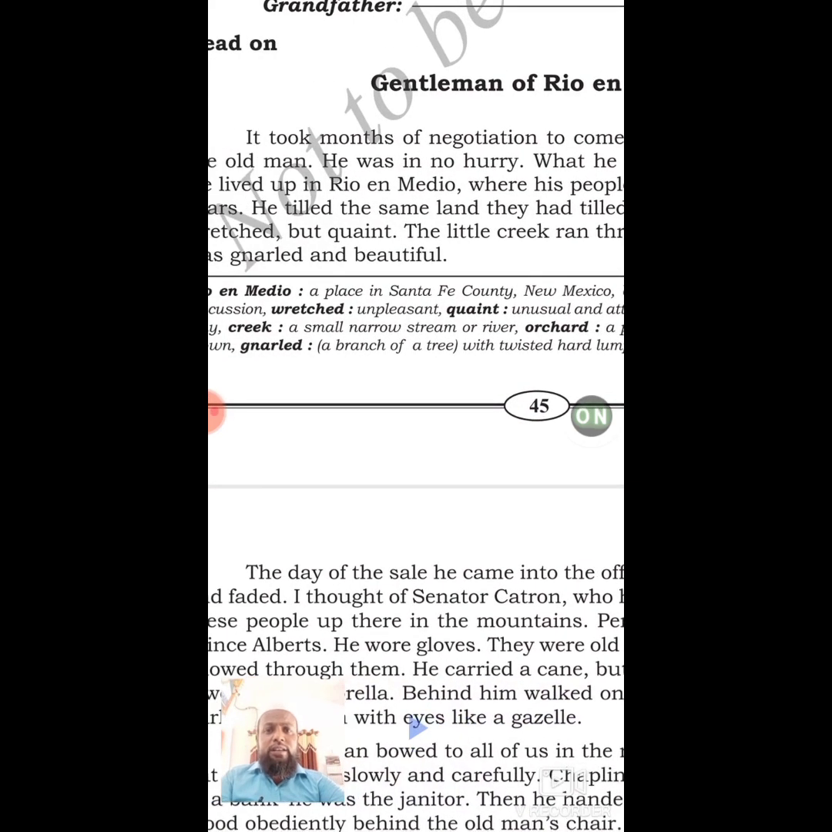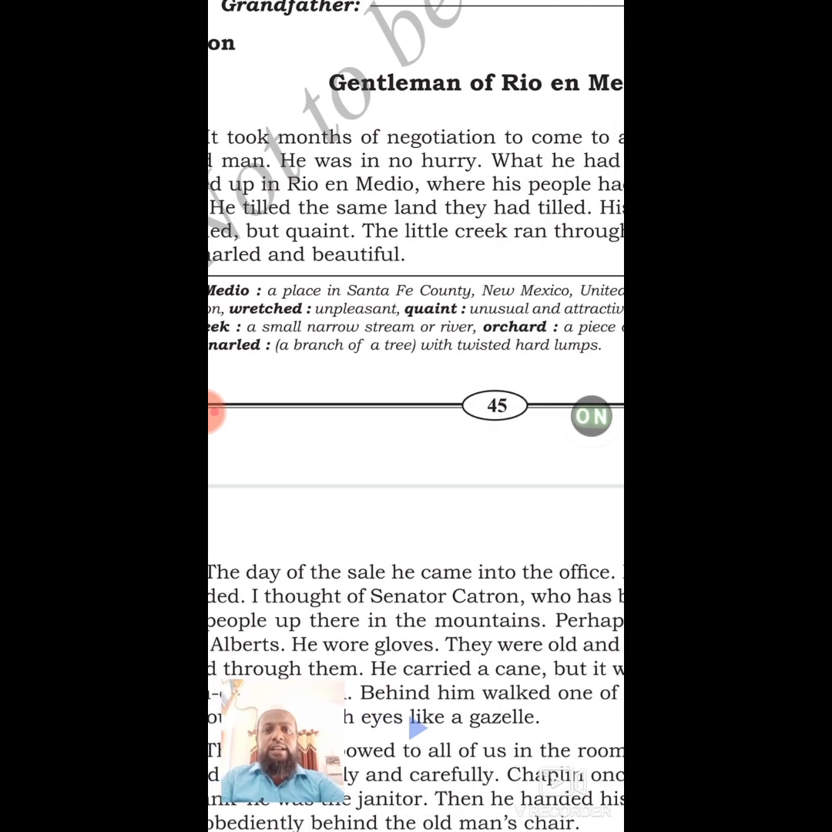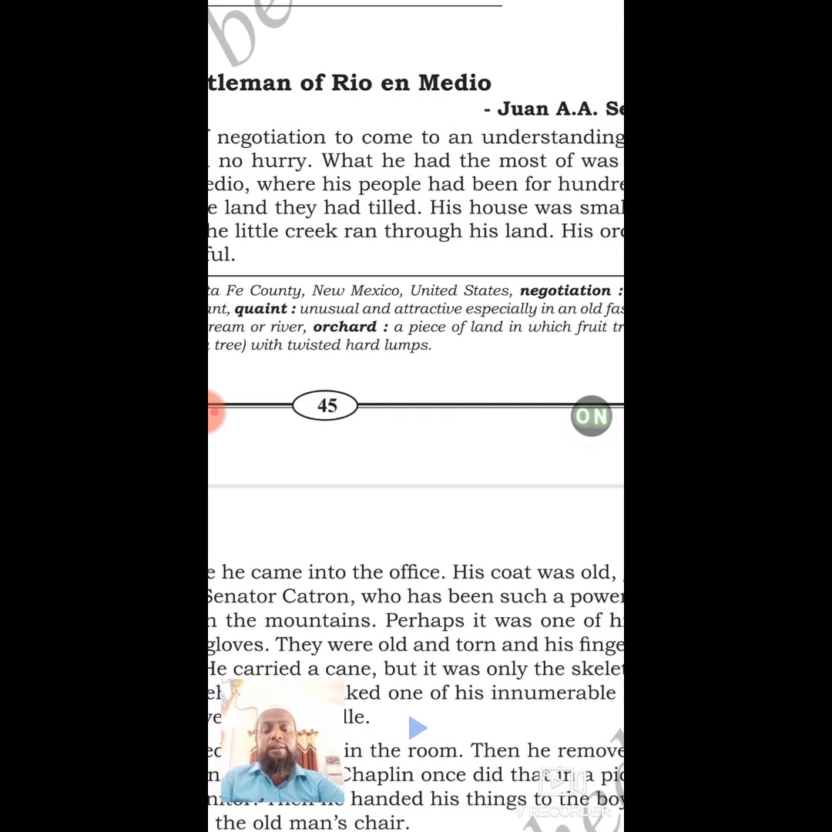of years. He tilled the same land they had tilled. Tilled means growing or using that land. Which land? The land which was used by the ancestors, father, forefather, and grandfather. The same land is again used by Don Anselmo. Tilled, in the sense, means using it for agriculture purposes.